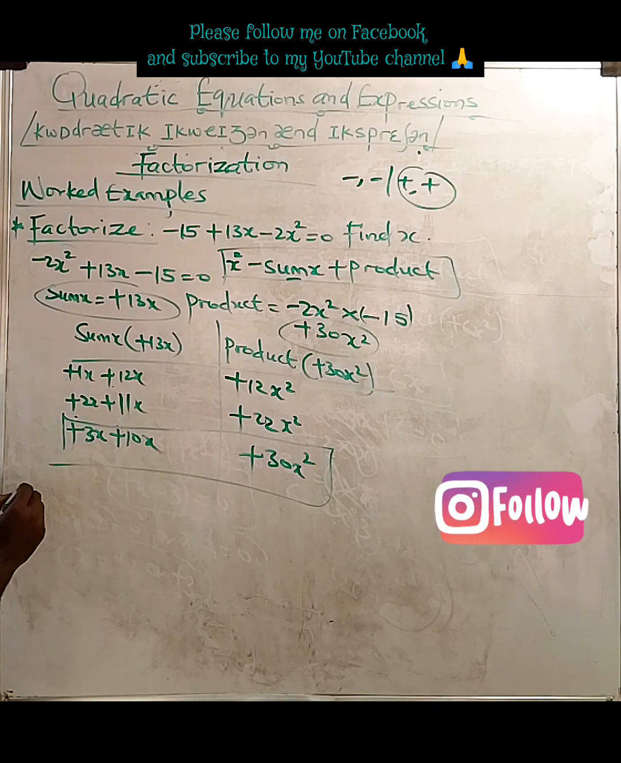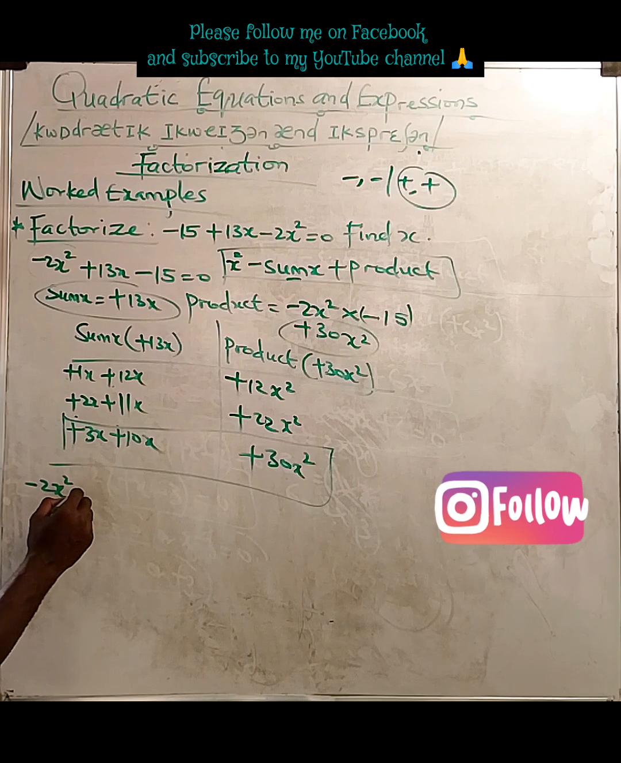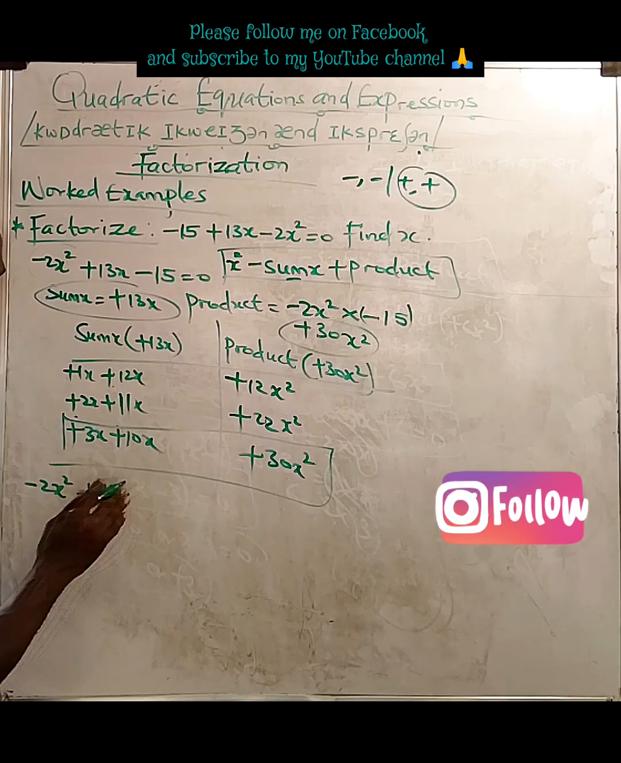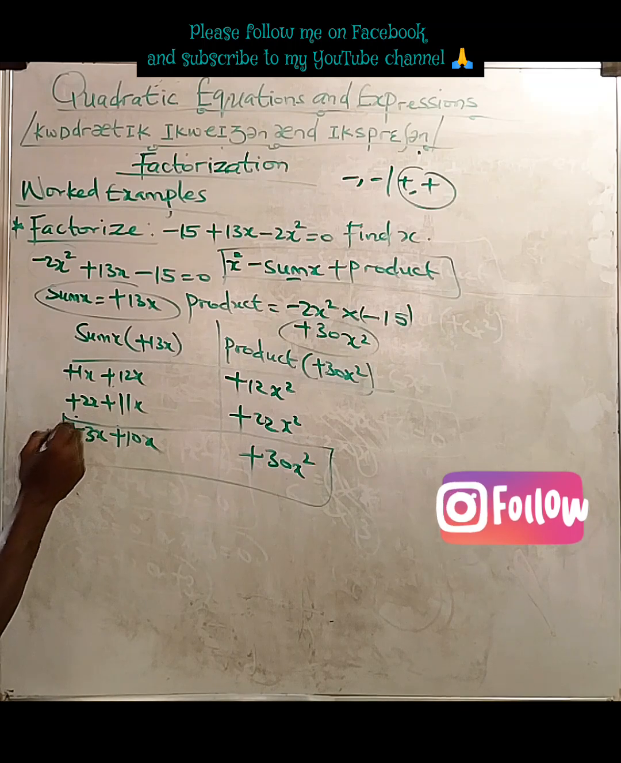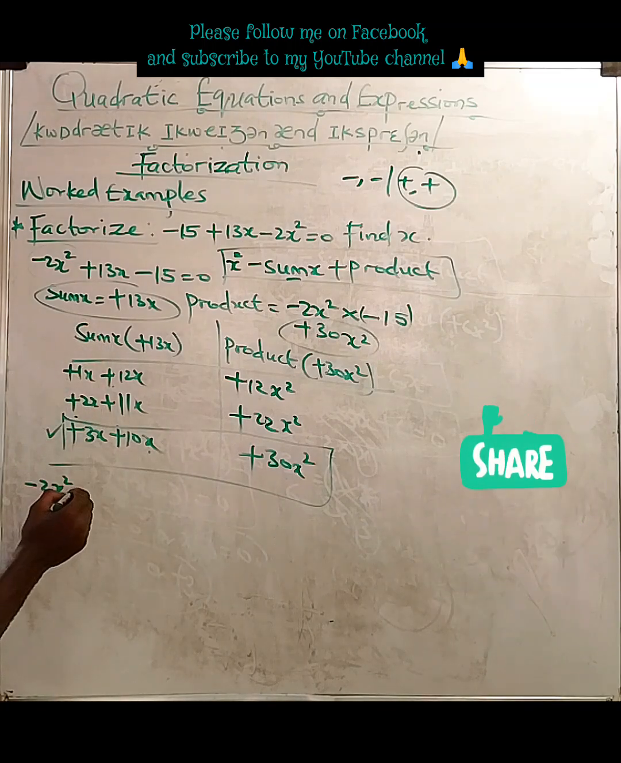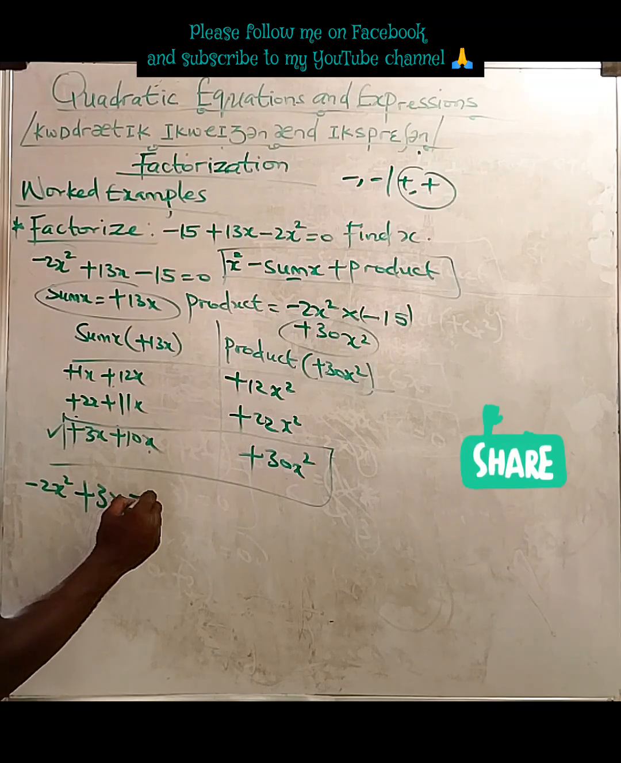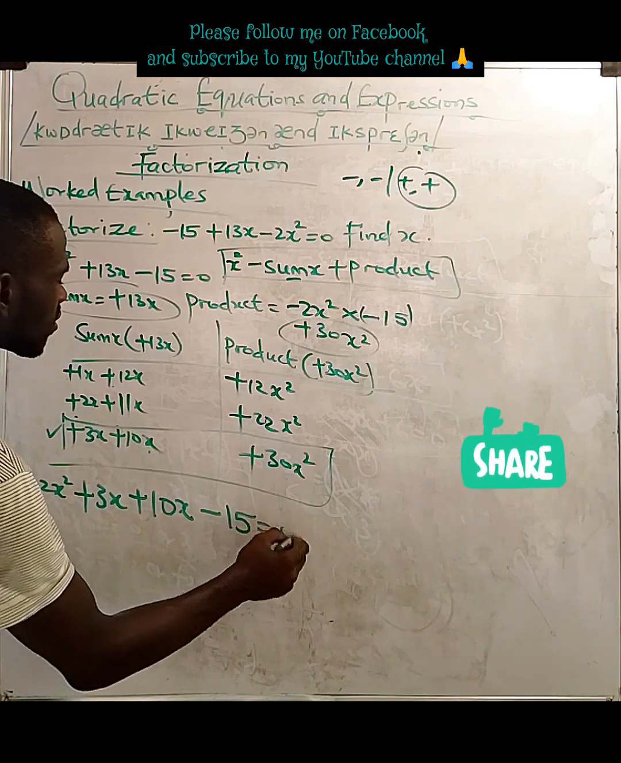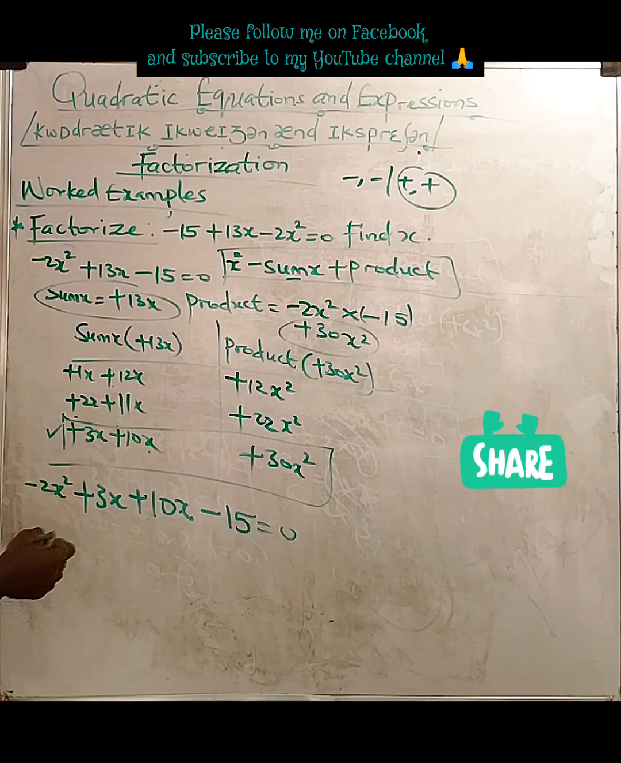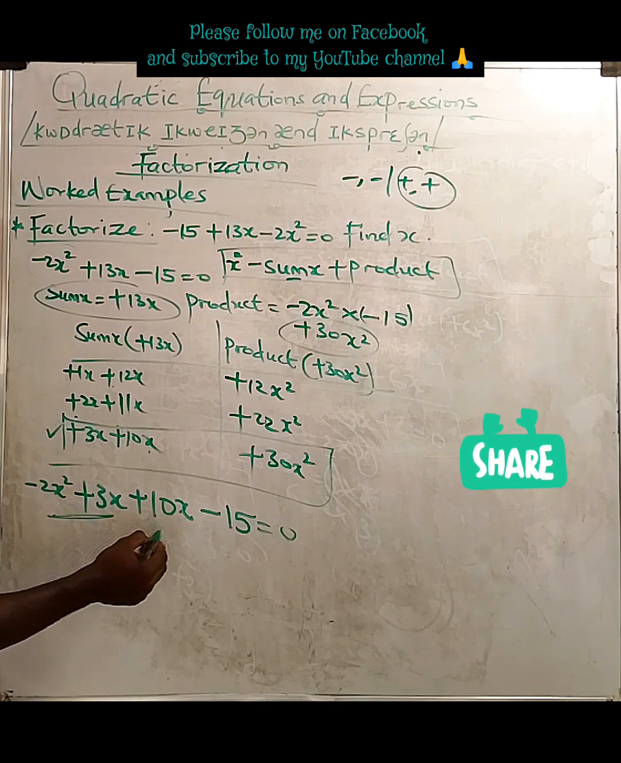You're going to write it down now. This minus 2x squared plus 13x. Sorry, you're going to write plus 13x. So about writing plus 13x, you're going to write this. We have factors representing 13x already. So that's plus 3x plus 10x minus 15 equal to 0. So right now we're going to share this out in pairs. We have this and we have this.